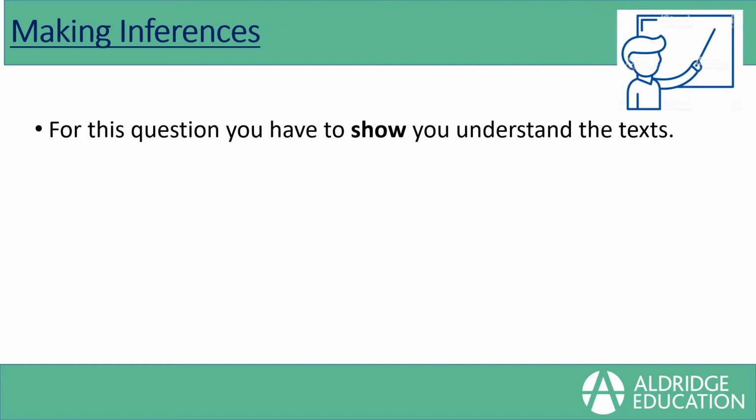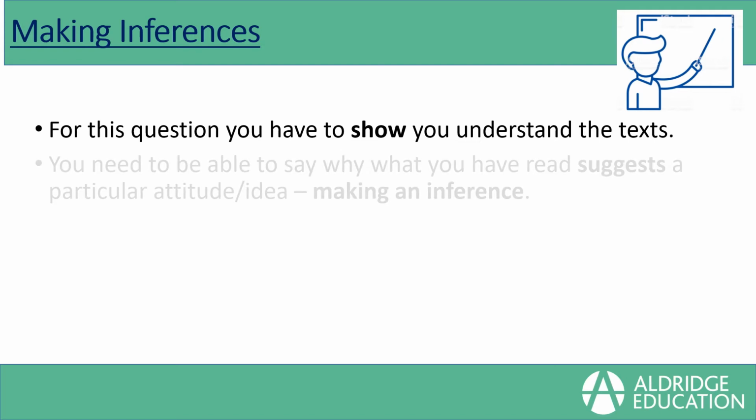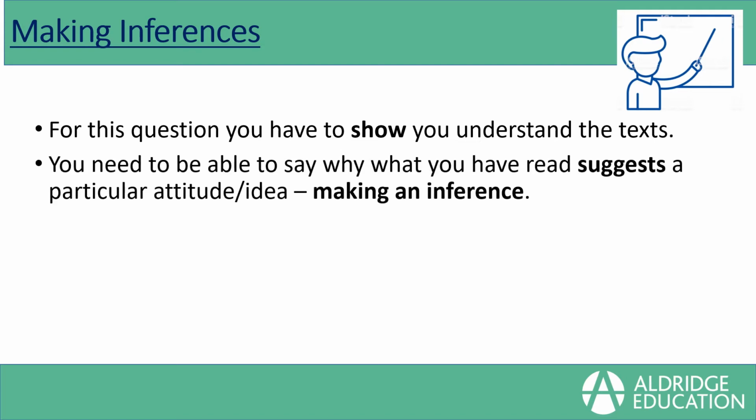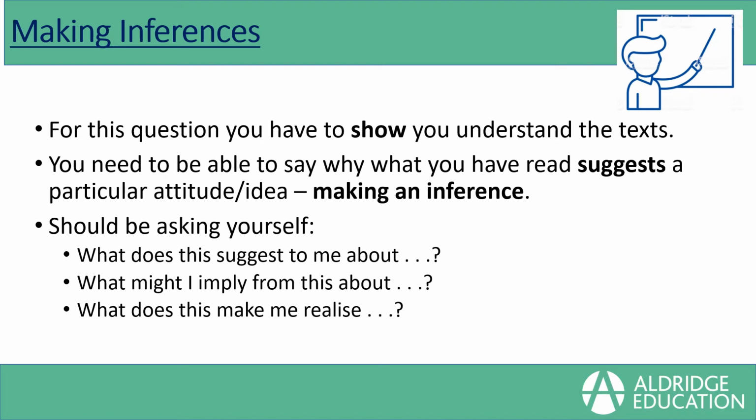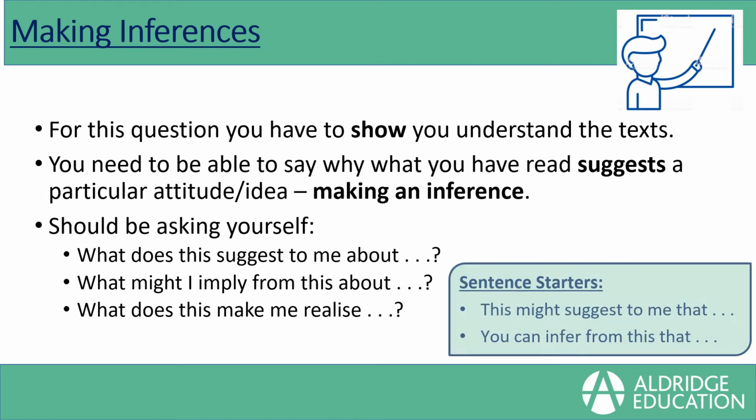For this question, you have to show you understand the text that you've been given, source A and source B. Remember, one will be from the 19th century and one will be from the 20th or 21st. You need to be able to say why what you have read suggests a particular attitude or idea. You need to make an inference. So you need to say, I am inferring this because I read this. You should be asking yourself, what does this suggest to me about? What might I imply from this about? What does this make me realise?